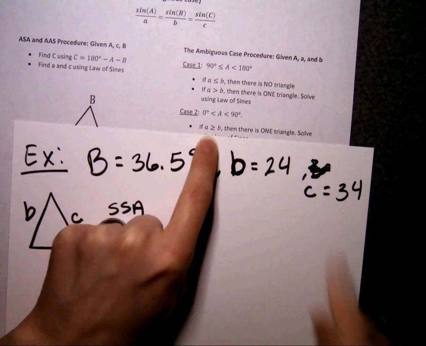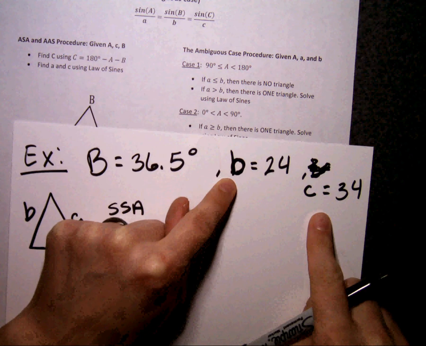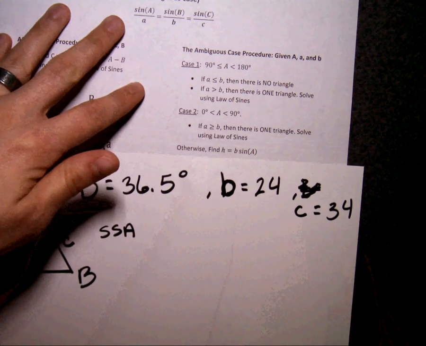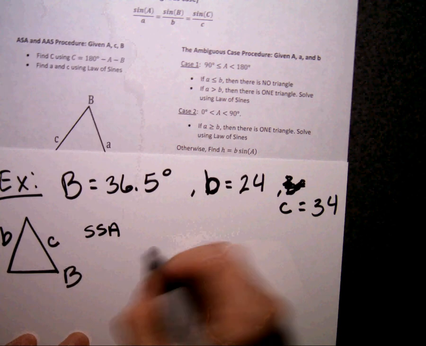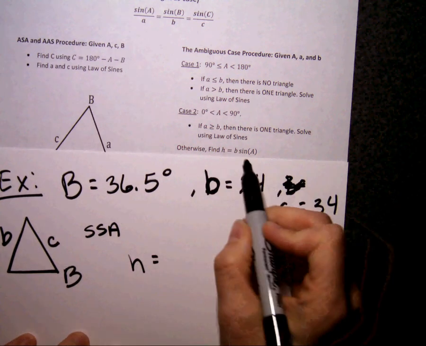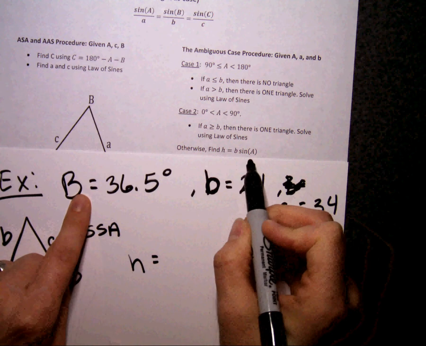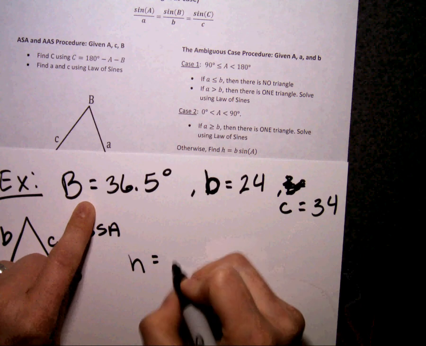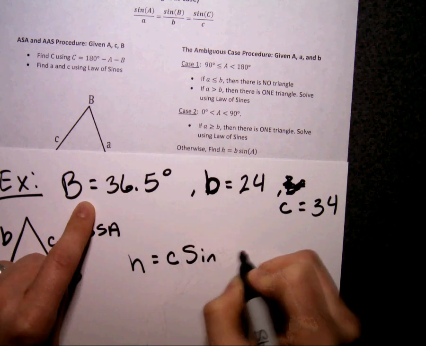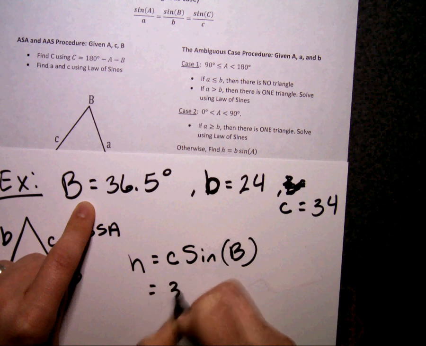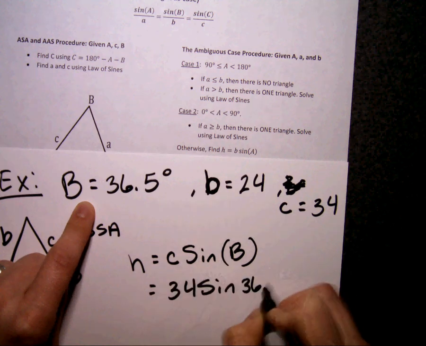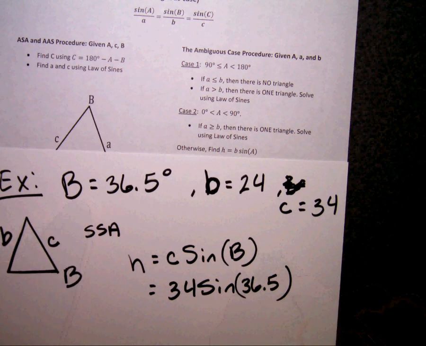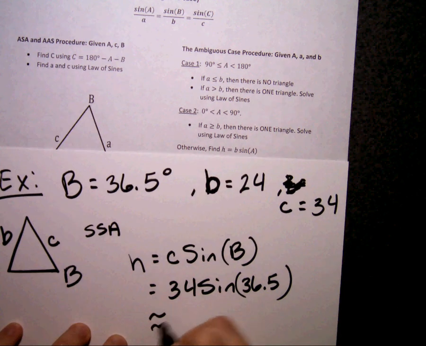So again, I do need to find this H value. H is going to be sine of the angle I'm given times the other side, right? Not the side that goes with the angle. So in this case, C times sine of B, which is 34 times sine of 36.5. Handy dandy calculator, 34 sine 36.5. And this gives me approximately 20.22. And so now we'll use this value to compare the other sides.